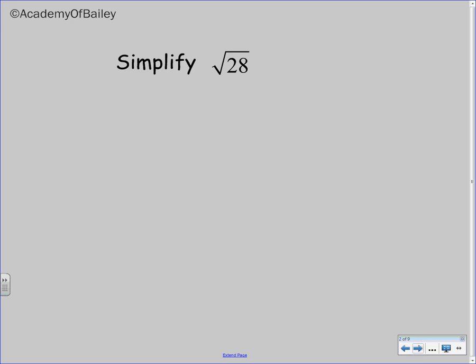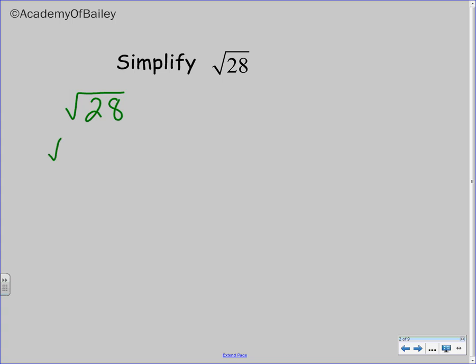We have a square root of 28. There are two ways to do this. I'm going to show you the long drawn out process, and I'm going to show you the method that I use, and I hope that you learn to use. That way you can get your simplifications done a lot sooner.